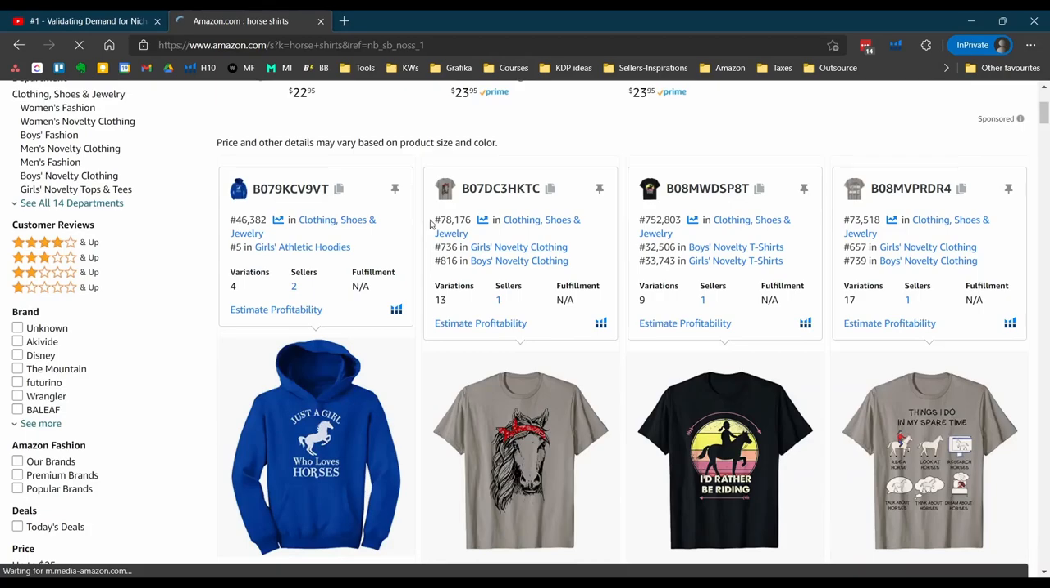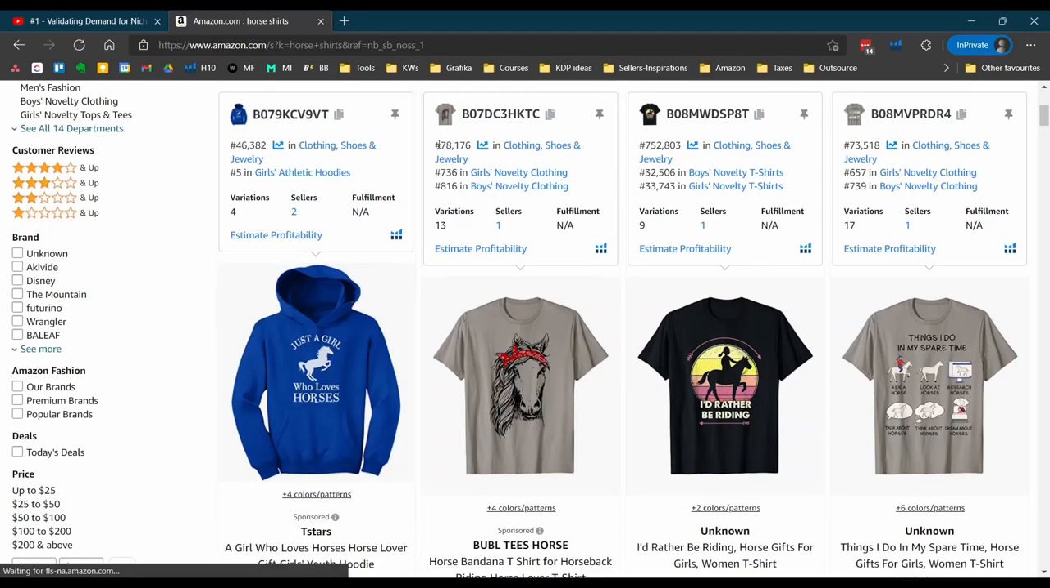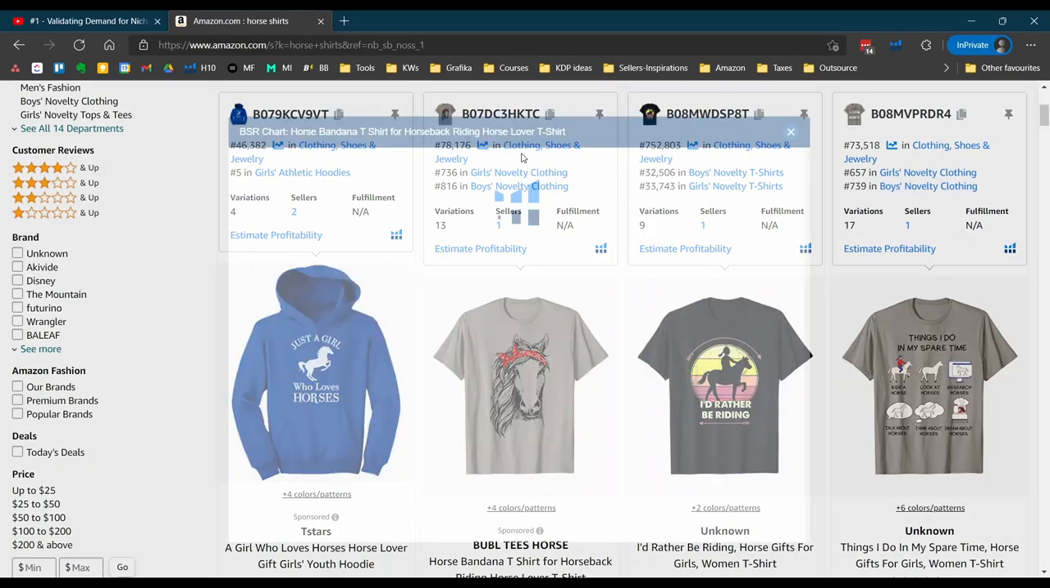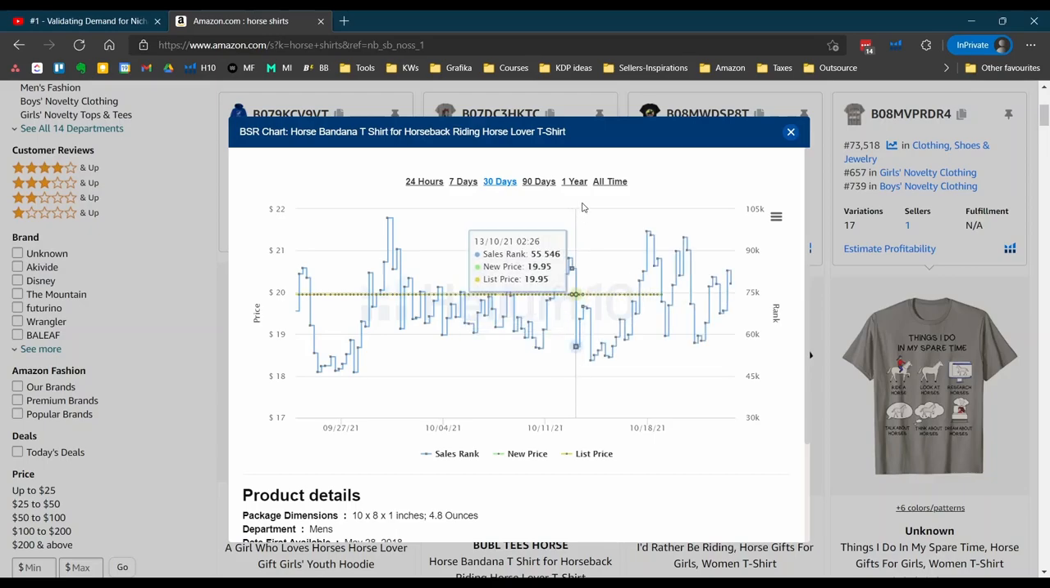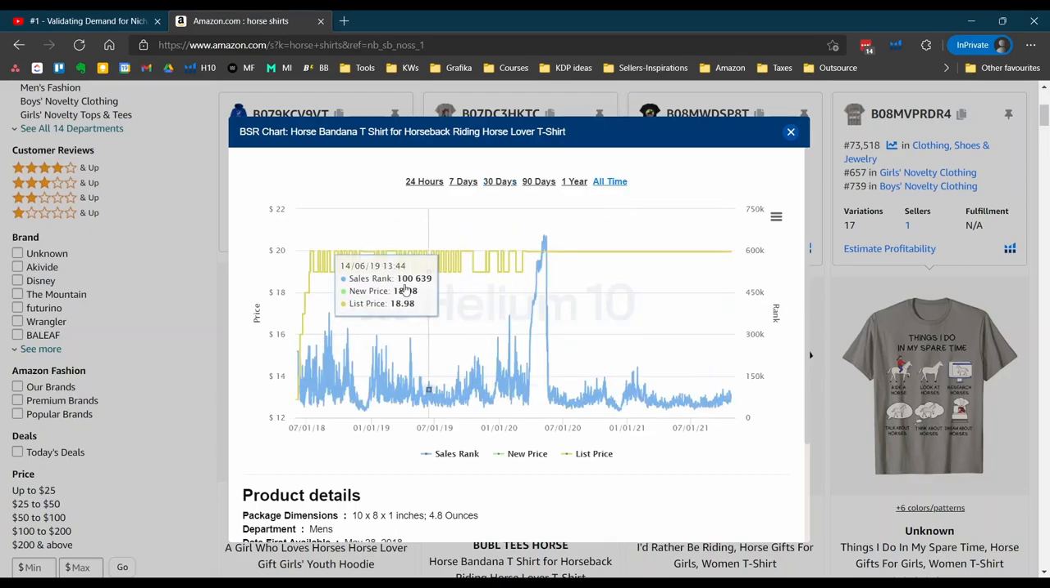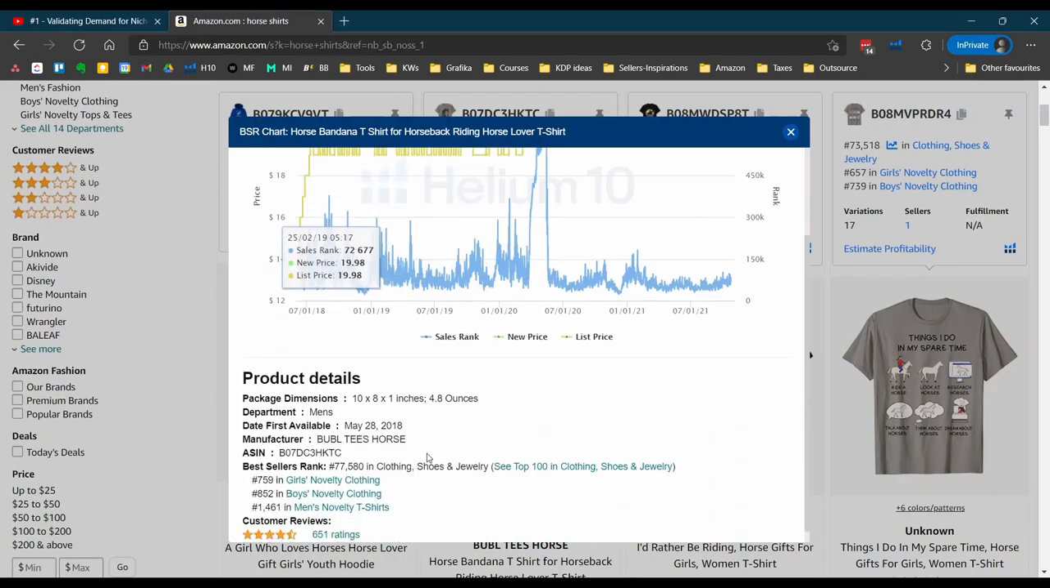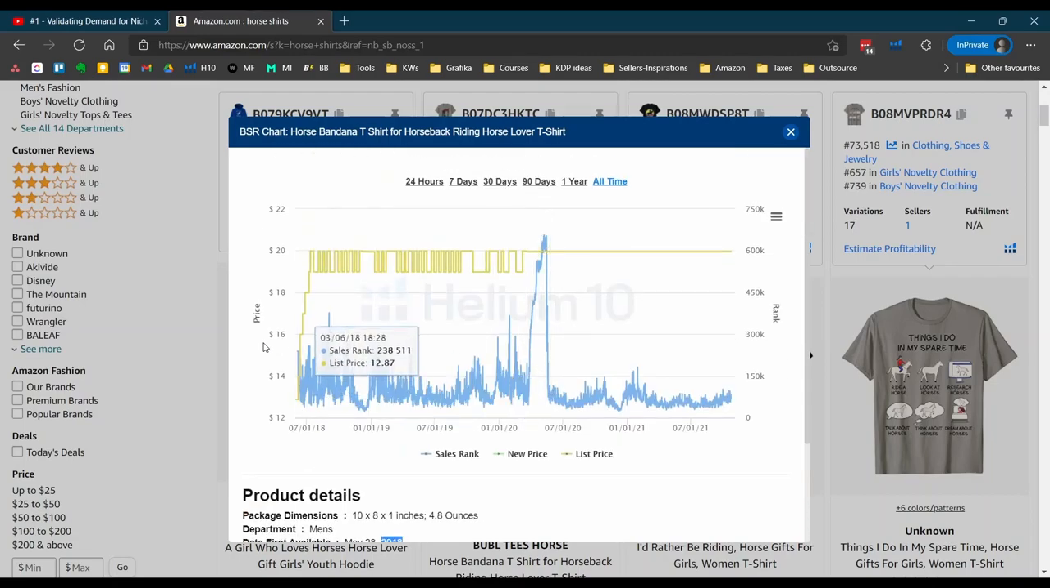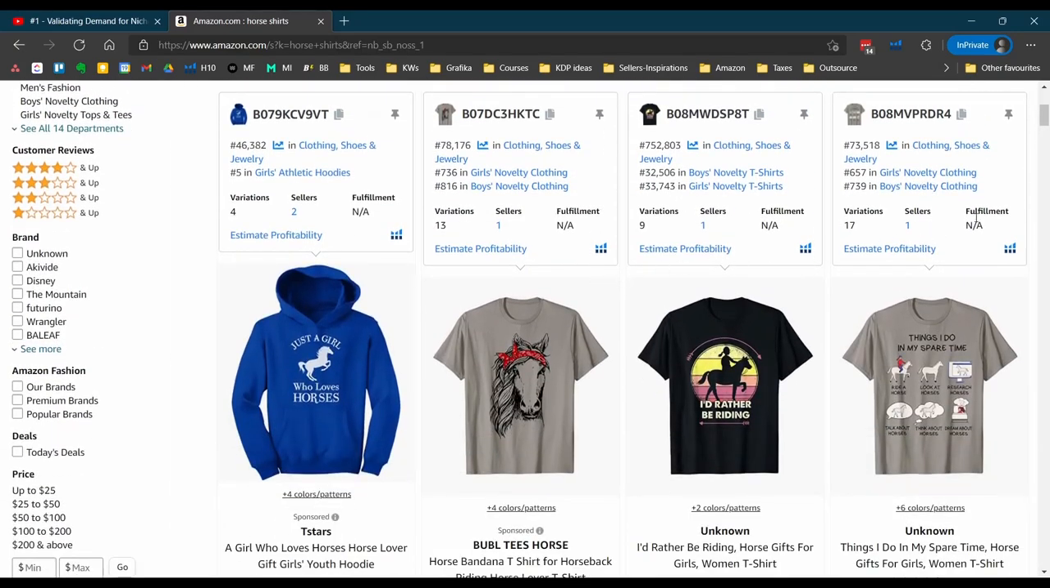Let's close this up. Right, hoodie, and there's one good seller, really good seller. And this history of this t-shirt. Quite good history, quite long, listed in 2018. So it's almost 4 years old. The lowest BSR was back in 2019, around 30k. Right now it's doing okay.